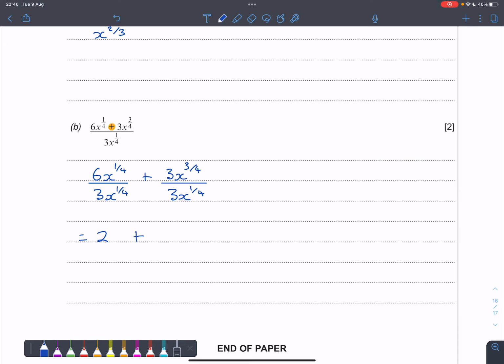Plus, looking at the second one, we get the number 3 divided by 3 is 1. And then the powers, x to the 3/4 divided by x to the 1/4. We're going to subtract the powers, which will leave us with 2/4 or a half. So we're left with x to the power of a half.